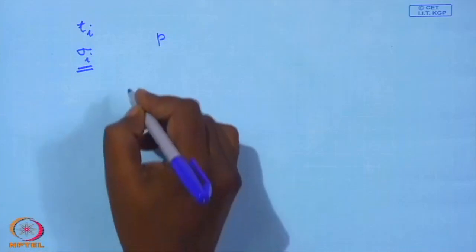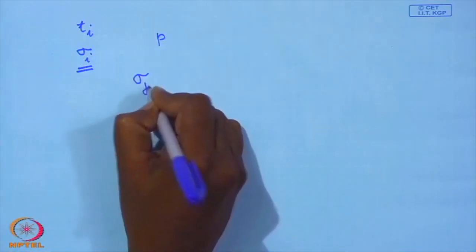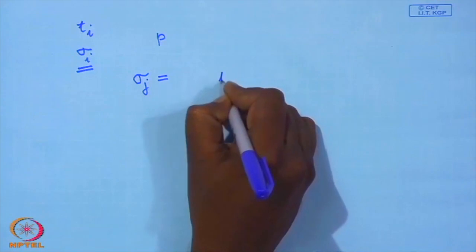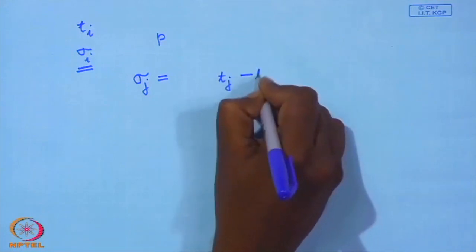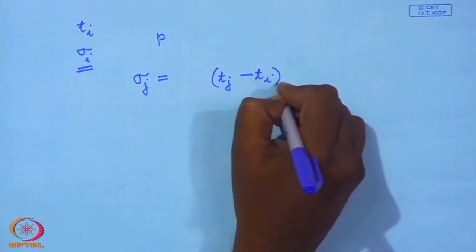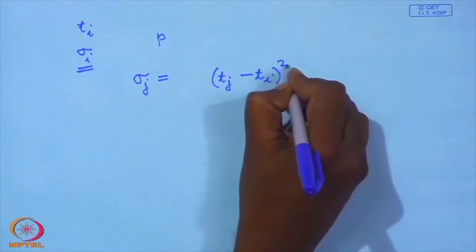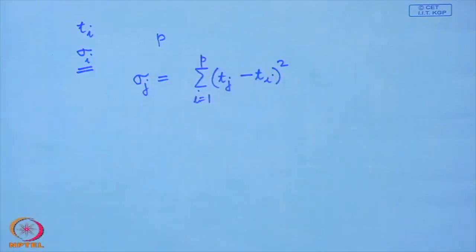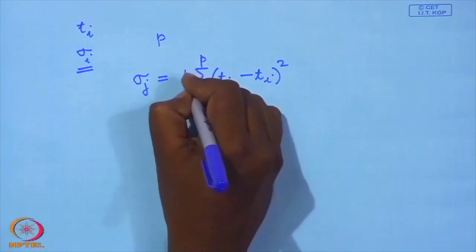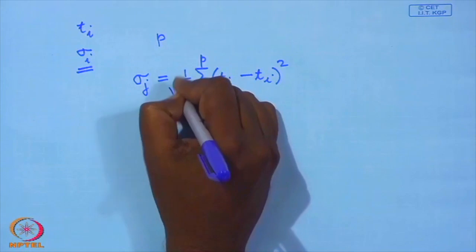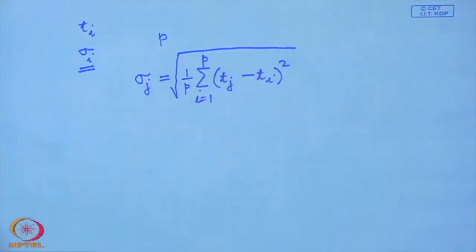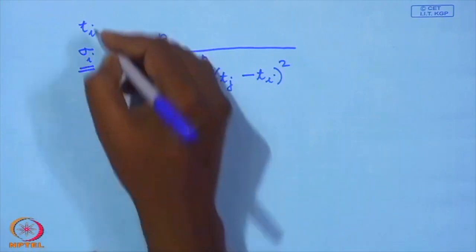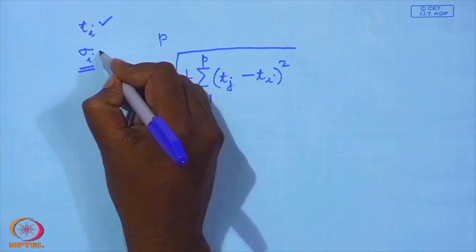Okay. So, if I am interested to find out what is sigma j, what I will do is, I will take T j minus T I, take the square of this, sum of this for I is equal to 1 to p, as I have p number of nearest T i's, 1 upon p of this and square root of this. This is one of the ways in which I can compute sigma I. So, I have the receptor T I and I have sigma I.